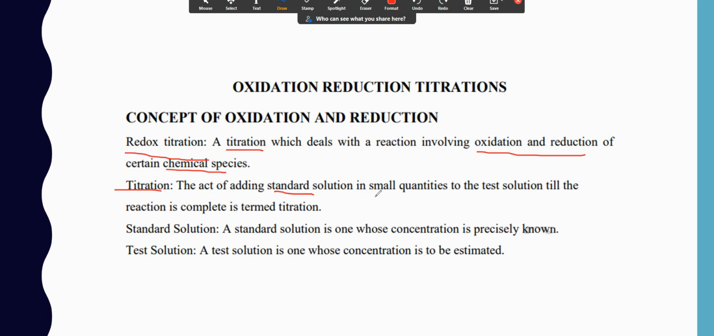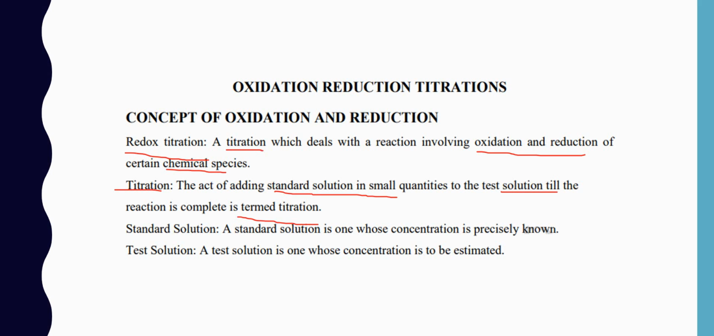Titration is the act of adding standard solution in small quantities to the test solution till the reaction is complete. Titration means we add standard solution drop by drop into the test solution until the reaction is complete. If oxidation and reduction are involved, we call it a redox titration. A standard solution is one whose concentration is precisely known, and the test solution is the one whose concentration is to be estimated. We can also call the test solution the unknown solution.